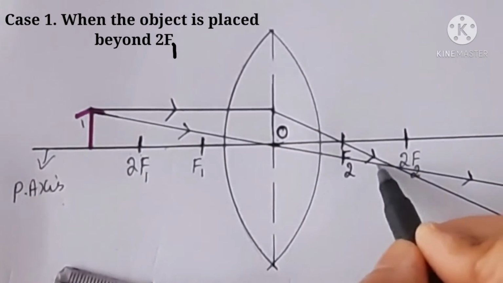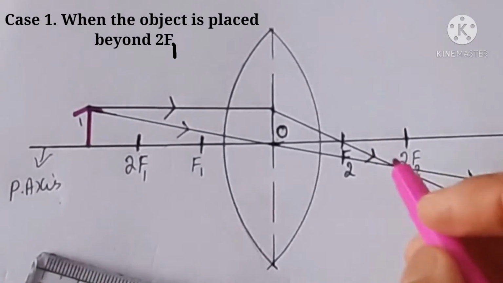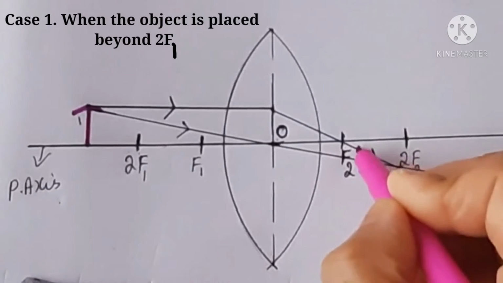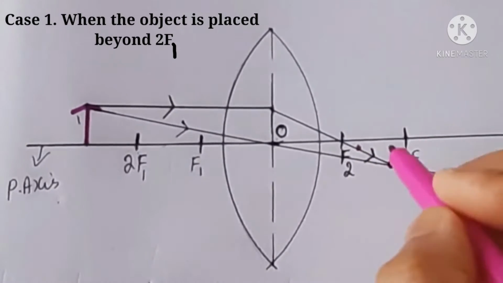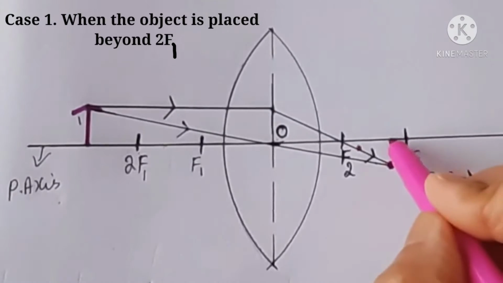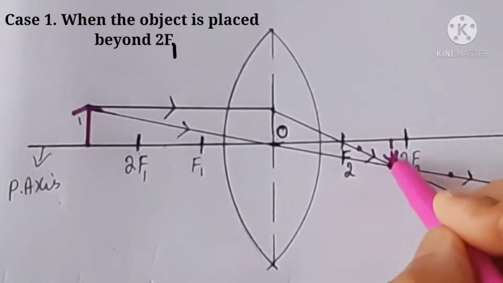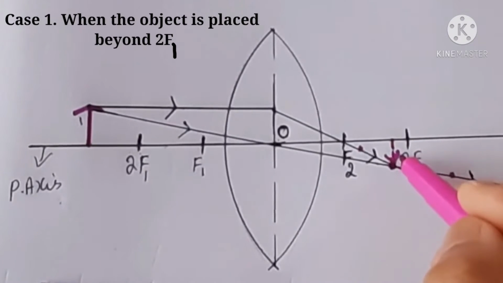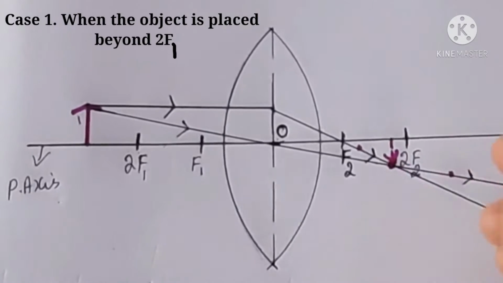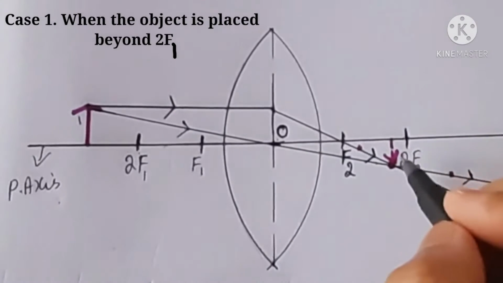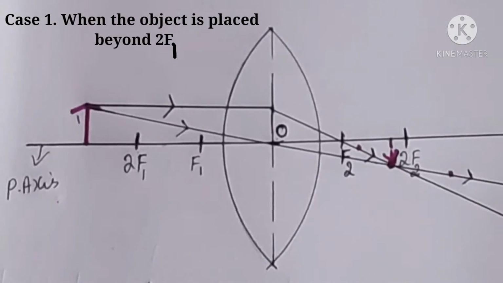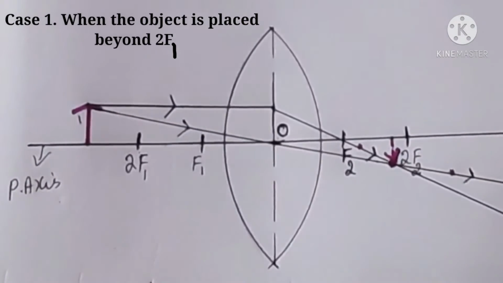If you look carefully, these two rays, this one and this one, they meet at this point. So this point where they meet is the position of the image, and this image is formed below the principal axis. So therefore we say that the image is inverted. Keep in mind, when the image is formed below the principal axis, the image is inverted. That's why I'm putting this arrowhead also upside down. Inverted means upside down. So that is how we draw the ray diagram.